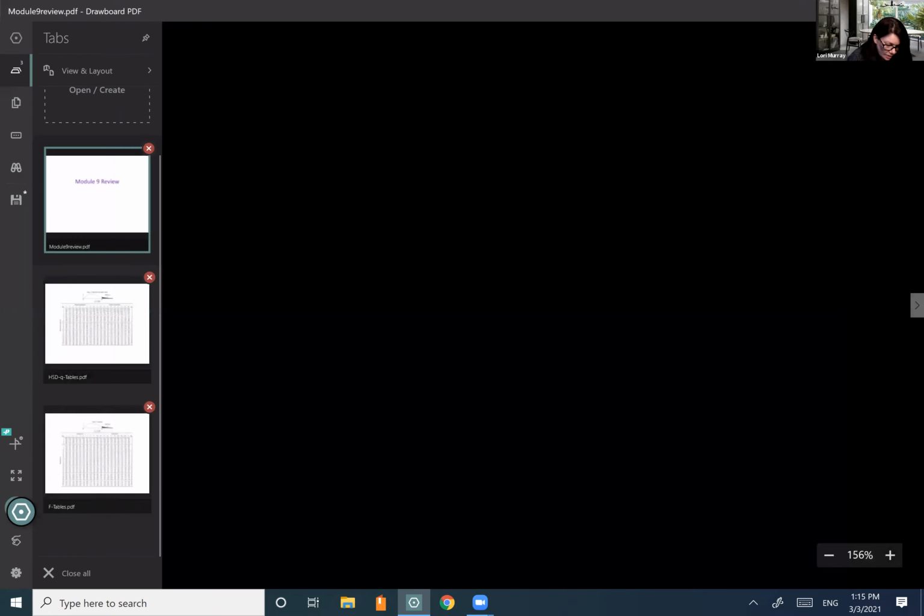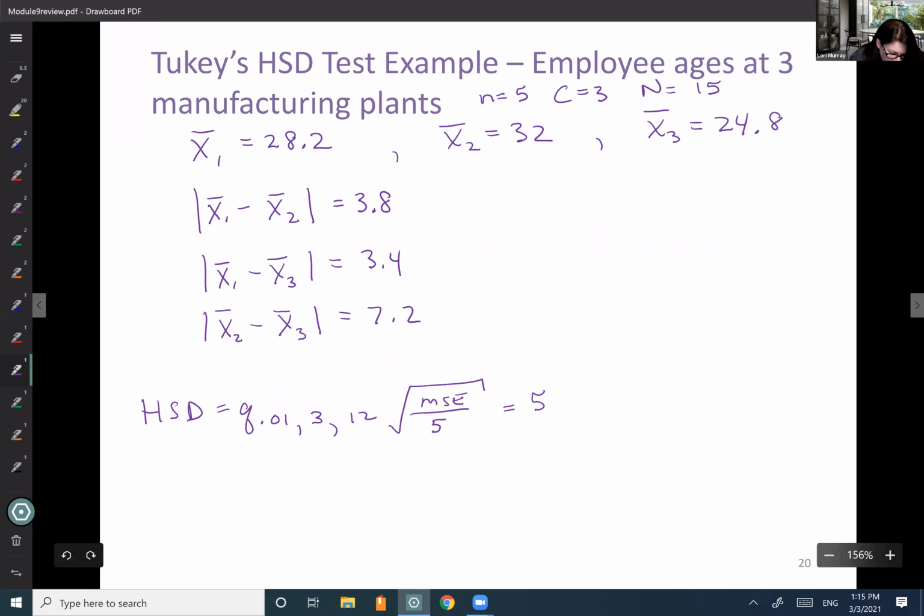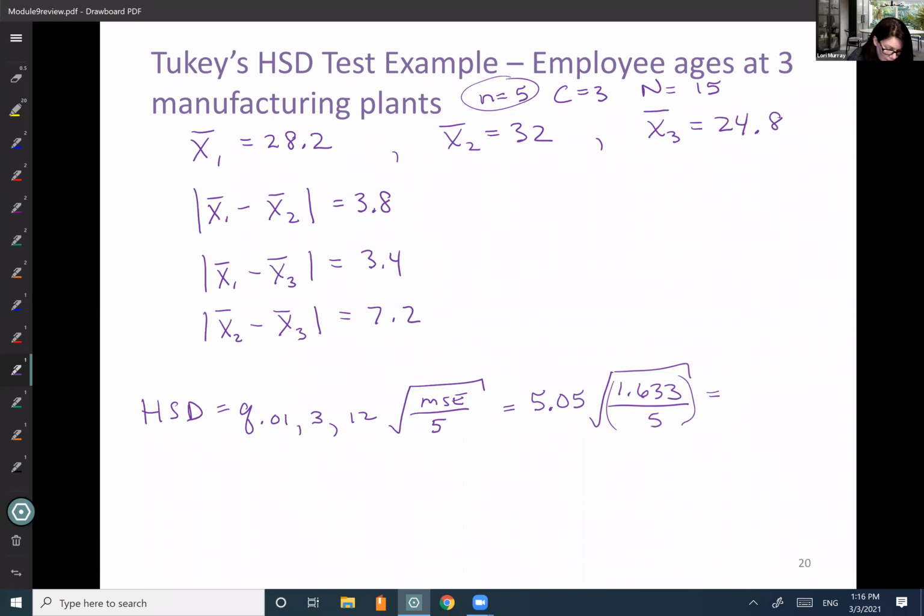We bring that over and just plug it in, 5.05. If you recall, the mean square error for this example in the previous video is 1.633, and we're going to divide by N. N in this case is 5. Carefully calculate that. Make sure all this stays inside the square root for your calculation. And I'm just going to get 2.89. So that is called our critical difference, 2.89.